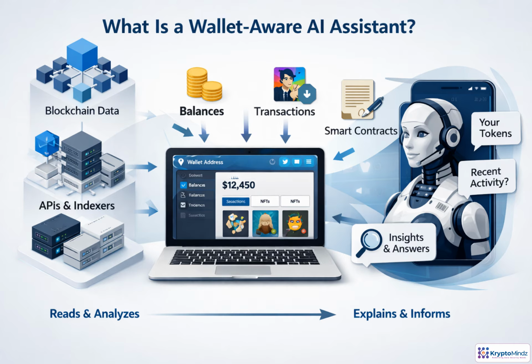A wallet-aware assistant is more than a chatbot that knows crypto terms. It works as an interpreter between raw blockchain records and human questions. It reads wallet state from chains, indexers, APIs, or SDKs, including balances, tokens, NFTs, transactions, and contract activity. Then it turns that data into plain explanations, such as what the user holds or what changed recently. In this section, the assistant stays read-only. Observe, summarize, and explain.